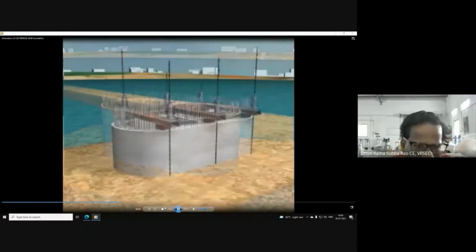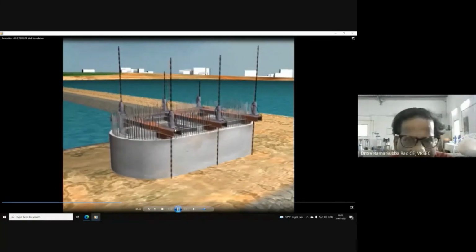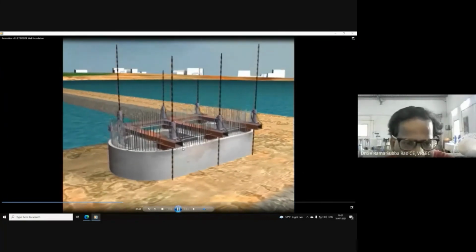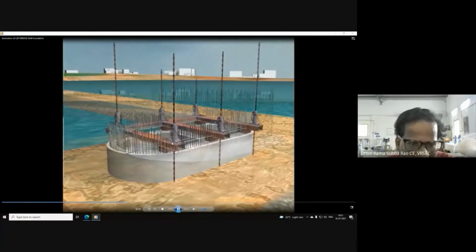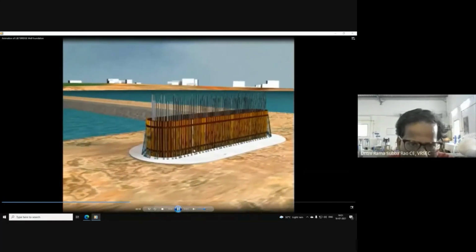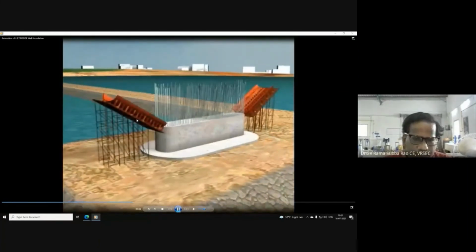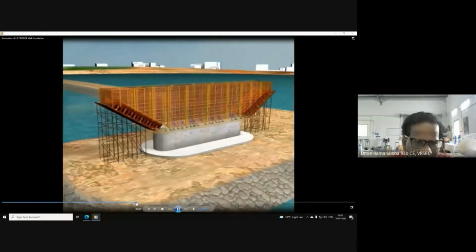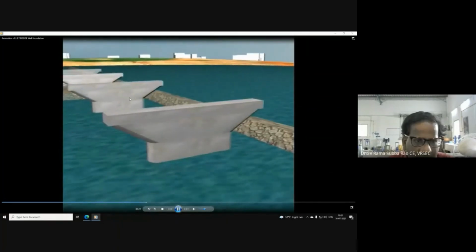If somebody says that there is resistance from the soil and it is not able to sink, then we will use hydraulic jacks. If its own weight is not enough to sink the well, see, these are the anchors. By getting the reaction from the anchors, we are sinking the well. Now you can see this is a well cap. Now this is the bridge pier. Now one can see this is the pier cap.